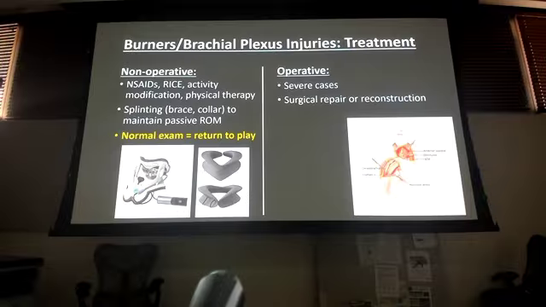So, operative: severe cases, obviously if there are neurologic deficits, you've got to get to it. Surgical repair, reconstruction, again, not me, not orthopedics. That is neurosurgery. They operate on the brachial plexus. Don't get tripped up by that on exams, please. If you're talking about a brachial plexus concern, choose the answer that says you MRI the brachial plexus. If you get a cervical MRI, useless. I'm going to tell you what you need to know. It's a plexus injury.